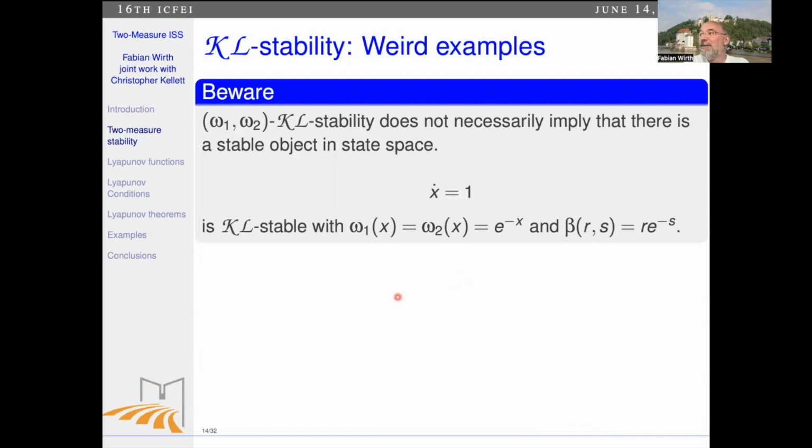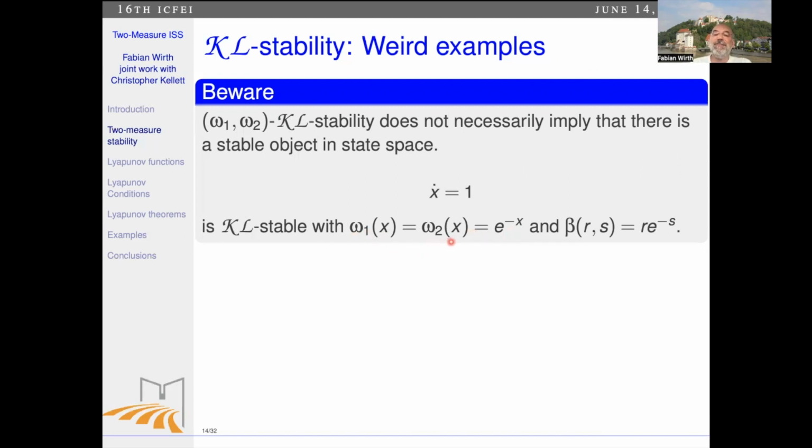Just one thing to mention. So far, my measurement functions all had a zero level set, but there's no assumption anywhere that they do. So KL stability can also describe very weird things. This differential equation, x dot is equal to 1, which is fairly boring and hard to imagine as stable in some sense, is in fact KL stable with respect to two measurement functions. And they are compatible even, and they have no zeros.